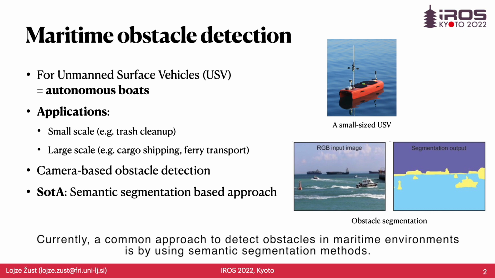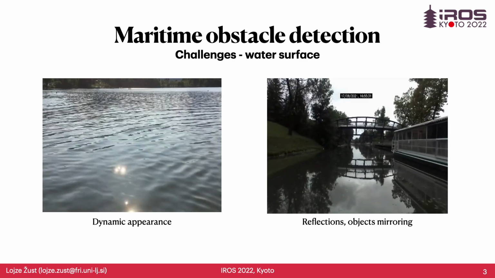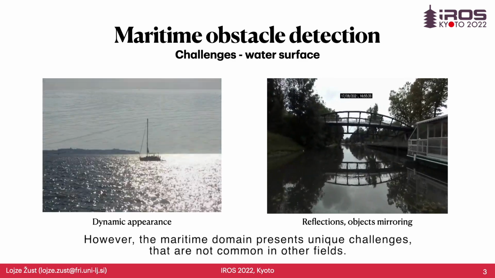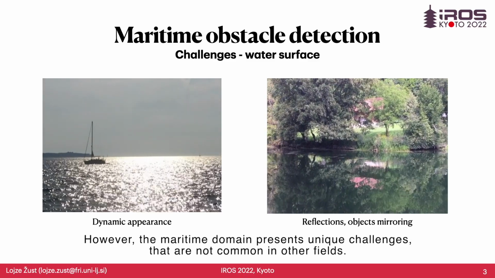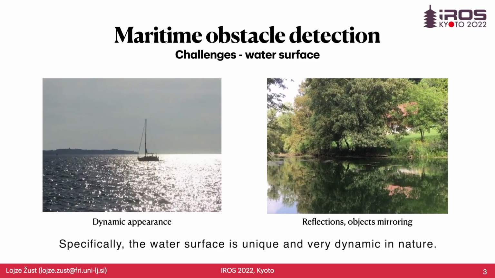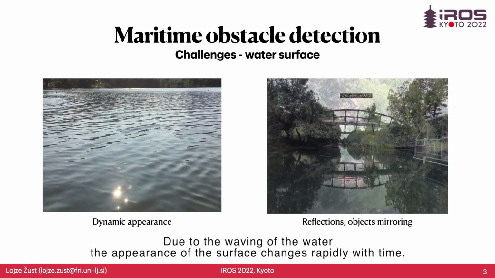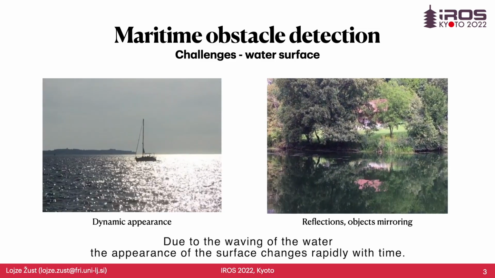Currently, a common approach to detect obstacles in maritime environments is by using semantic segmentation methods. These methods classify the pixels of the input image into three categories: sky, obstacles, and water. However, the maritime domain presents unique challenges that are not common in other fields. Specifically, the water surface is unique and very dynamic in nature. Due to the waving of the water, the appearance of the surface changes rapidly with time.